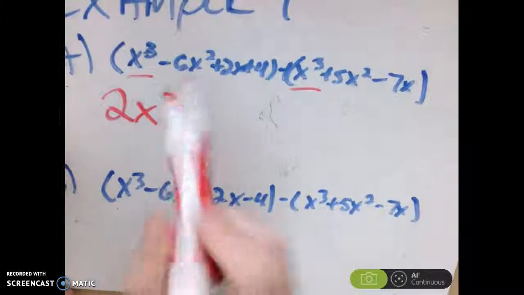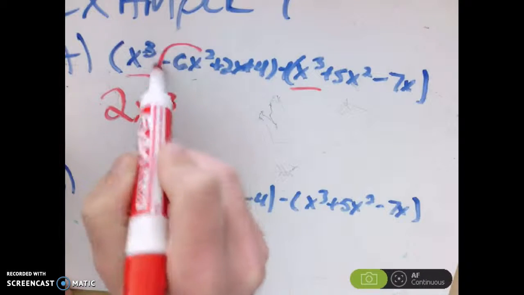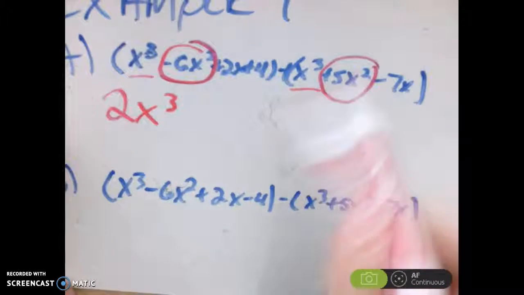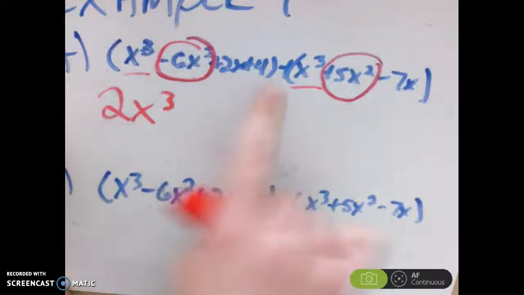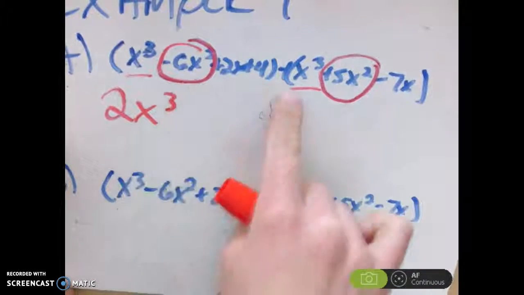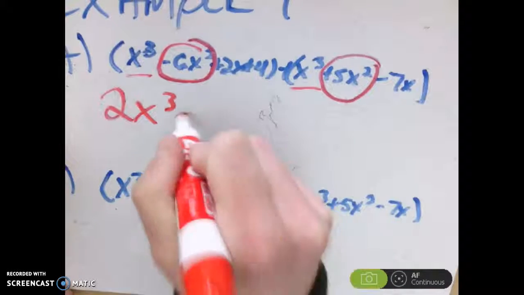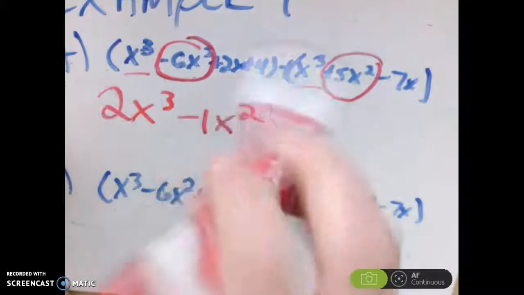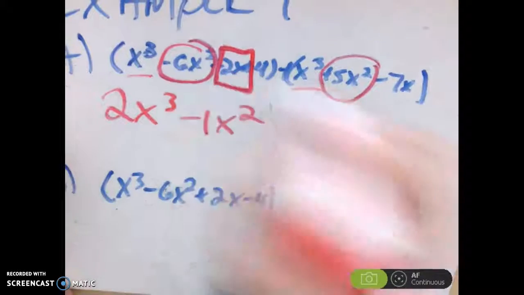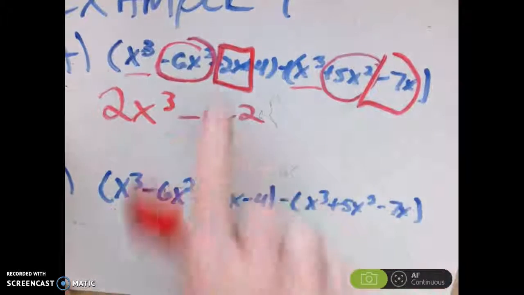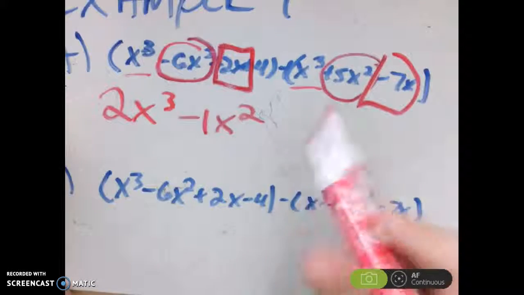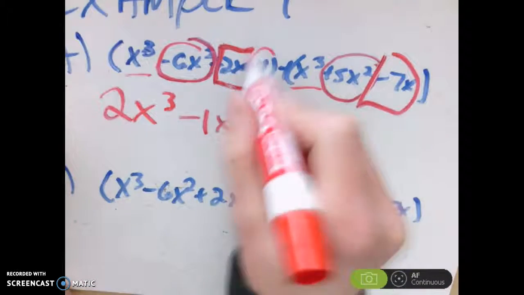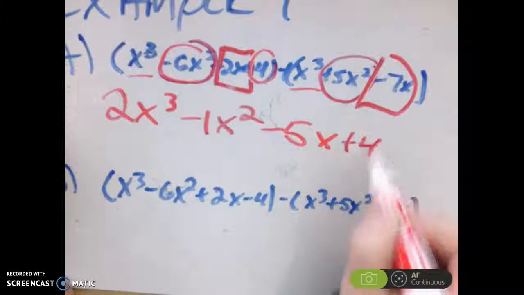And then we have a negative x to the sixth, and negative 6x squared, and a positive 5x squared. So then we have negative 5 plus negative 6 plus 5, and that is negative 1x squared. And we have a 2x and a negative 7x. So 2x plus negative 7x, 2 plus negative 7 is negative 5, so minus 5x. And then we have the 4 that's all by itself, so plus 4.